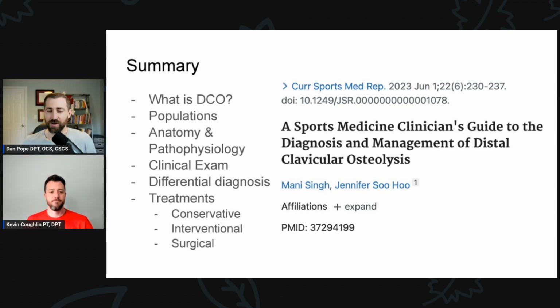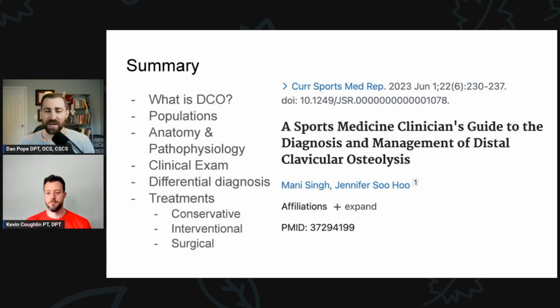Great. All right. So let's summarize our learning points for today. So first, we're going over what is distal clavicle osteolysis. If you're a physical therapist, it might actually be the first time you've ever heard this before. It's an interesting diagnosis. And what populations do you see this in? So, spoiler alert, weightlifters. We already talked about that.